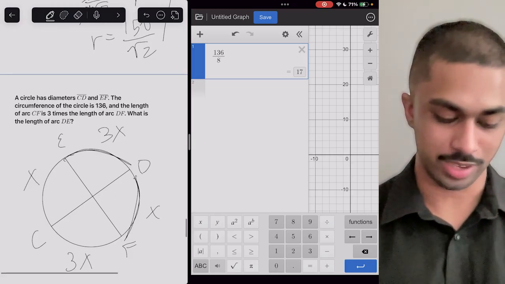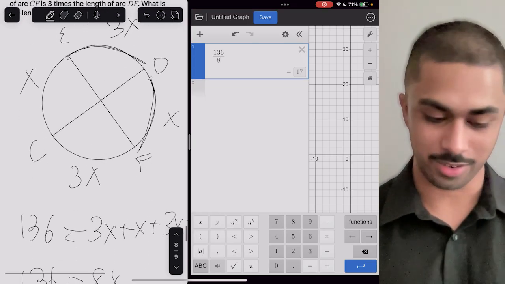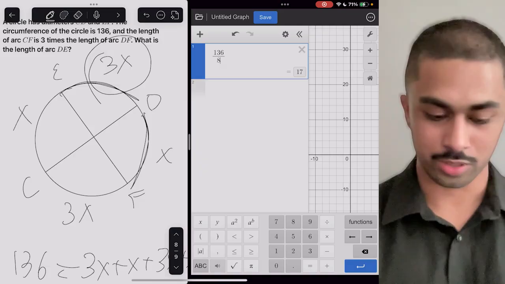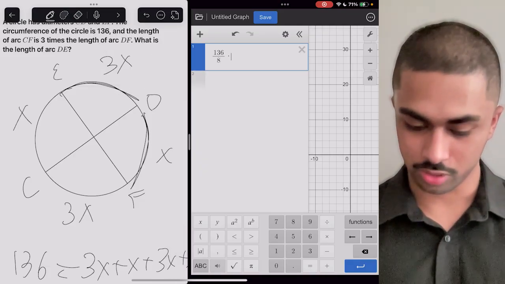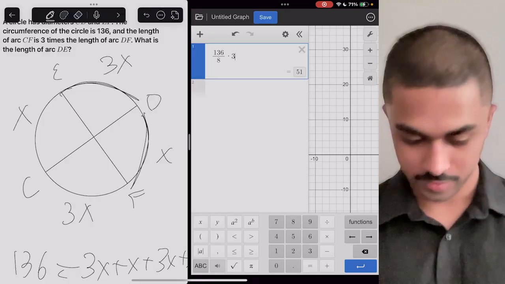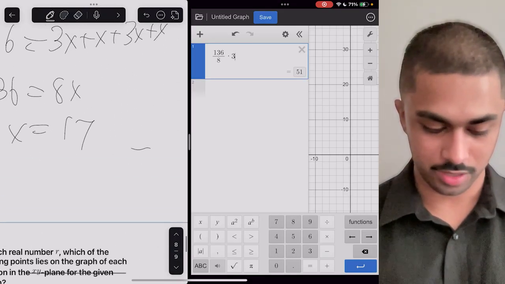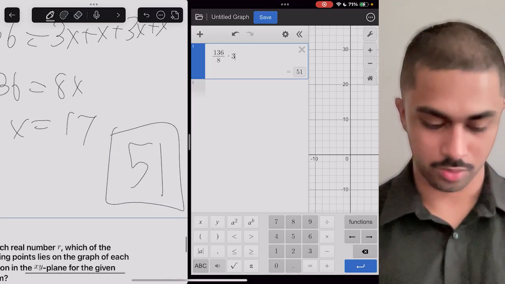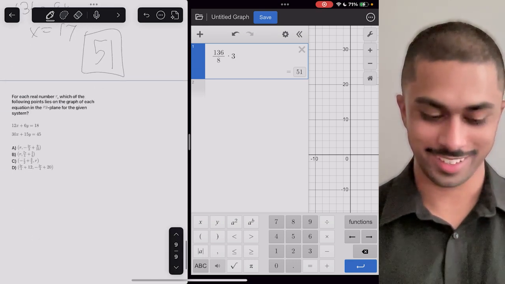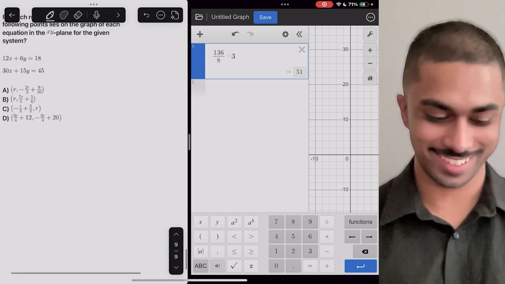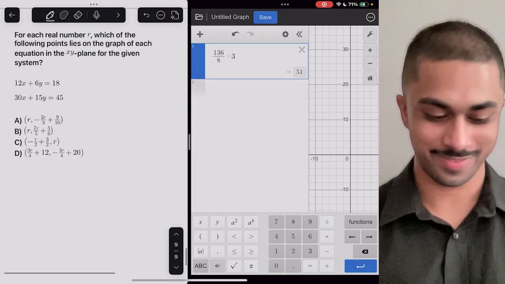Okay, perfect. We just need to find the arc DE. Make sure you don't put 17 as your answer. We just need to check what the question's asking. So the question is asking for DE, which is 3x. So we basically need to multiply this by 3. Our answer is 51. Wonderful. Hopefully, if you got stumped on that, now you know.